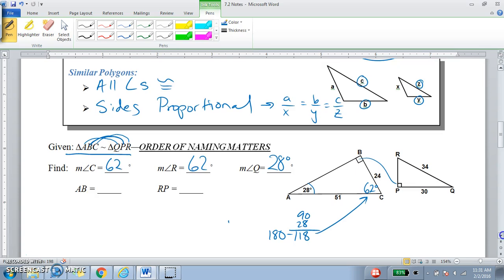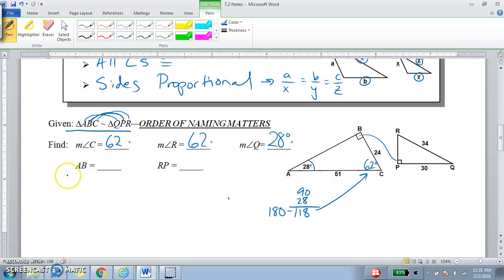Now, the sides is where it becomes a little bit trickier. We need to find AB. We don't have a measurement for it, so let's just call it X for right now. So if this is X, we need to figure out which side this corresponds to on the other triangle. So if we look at this statement, A and B are the first two letters, Q and P are the first two letters. So those two sides are going to correspond. So X is going to correspond to QP, which is 30.